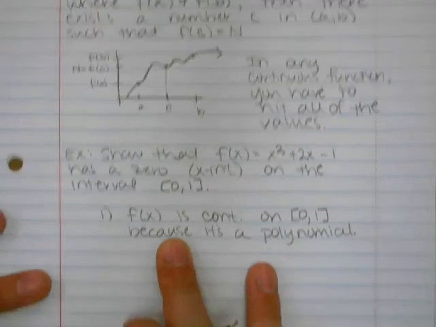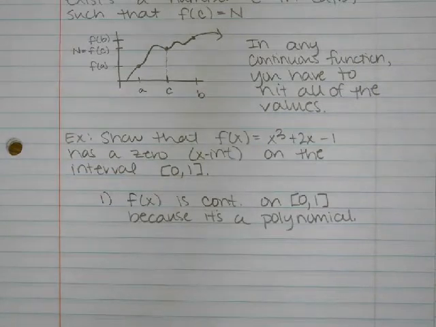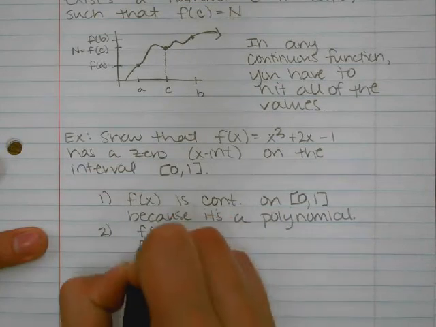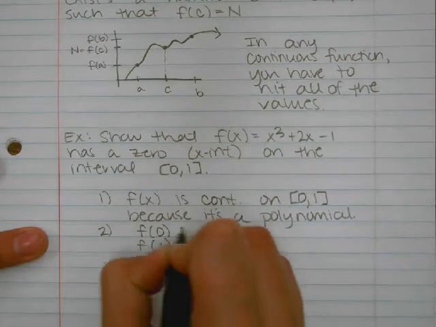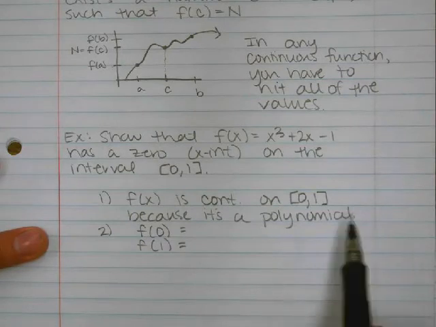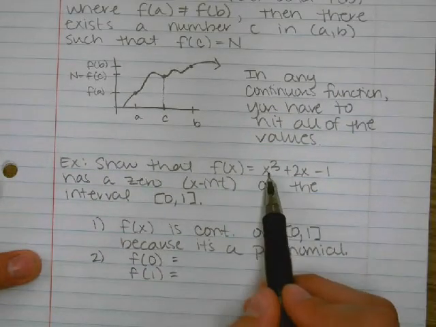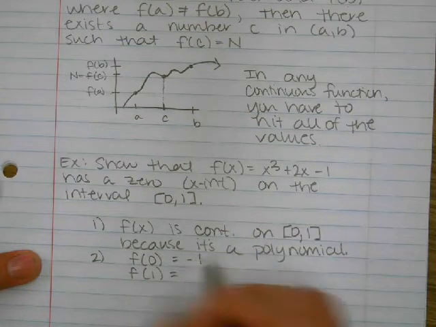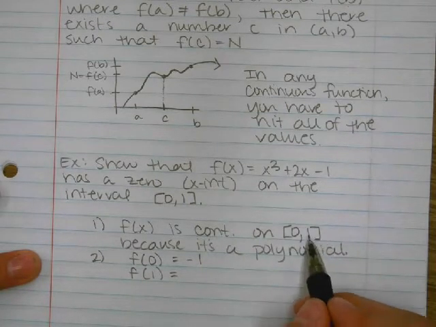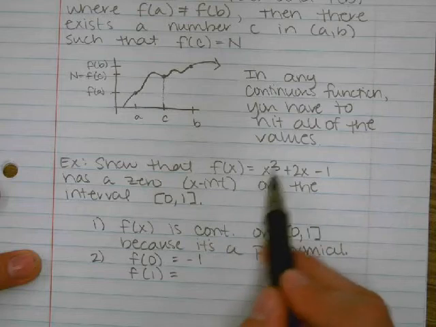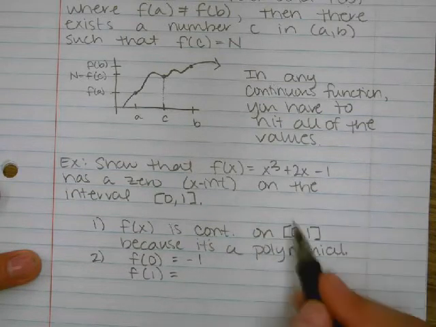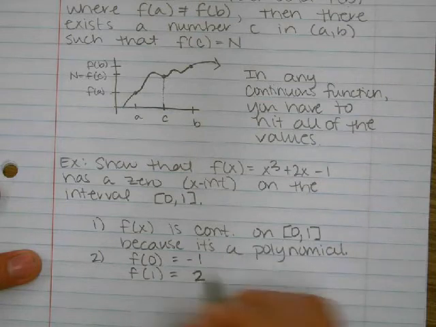After that, we want to evaluate the function at f of a and at f of b. Second, we're going to say f of 0 and f of 1. If I plug 0 in, I get 0 to the third plus 2 times 0 minus 1, which is just negative 1. If I plug 1 in, I get 1 to the third plus 2 times 1, so that's 1 plus 2, minus 1, which is just 2.